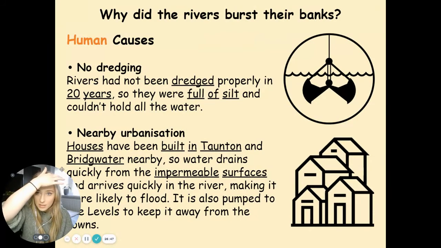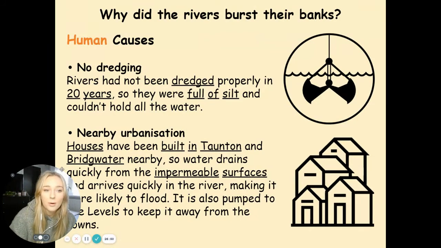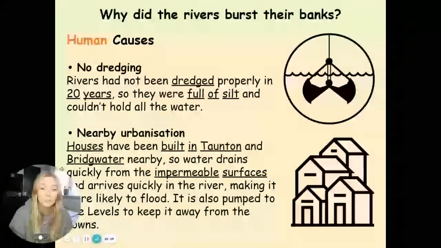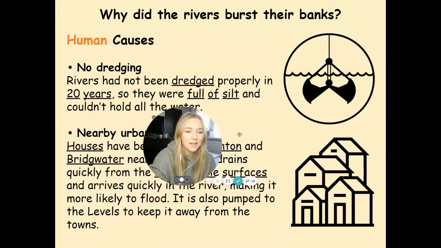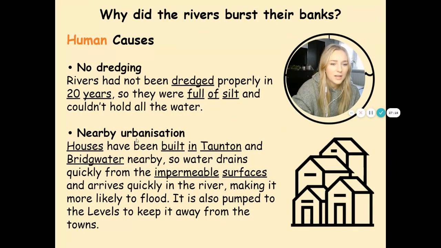So within this case study, it says that the river had not been dredged properly in 20 years, so it was full of silt. So that's material which would have been eroded from further up the river channel. So it couldn't hold very much water then. That's quite an easy one to remember, I think, because it's quite unique, especially if you imagine going into a river with a big digger and taking out all of that silt and stuff. Right, so it says here nearby urbanization. So in other words, near the river is a town or a few towns.